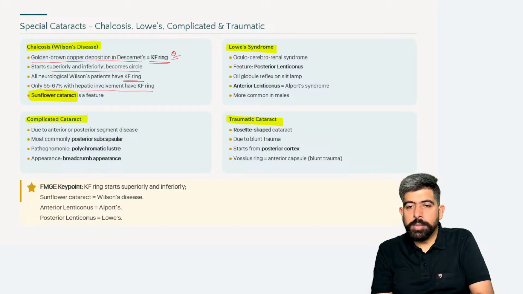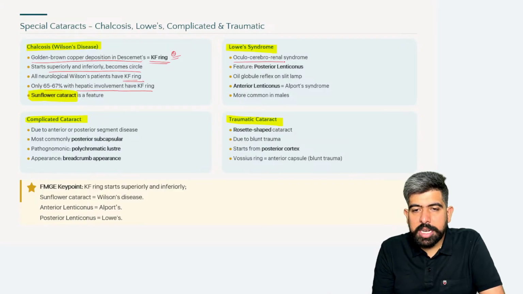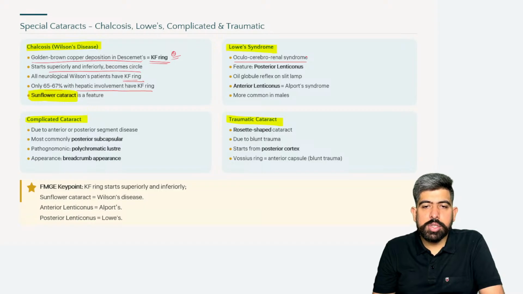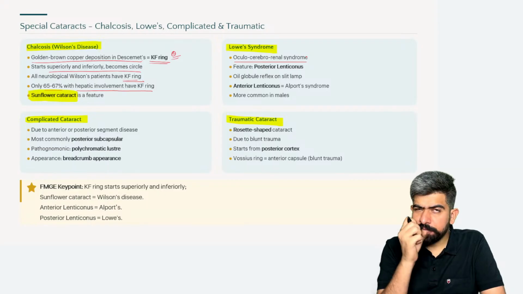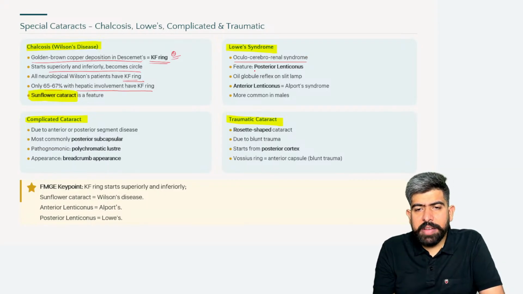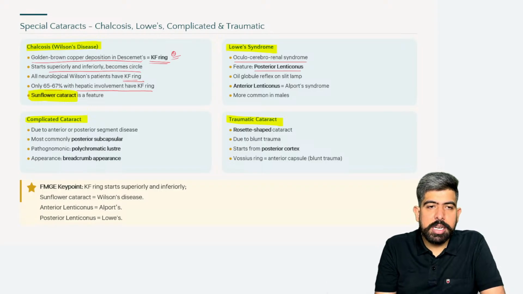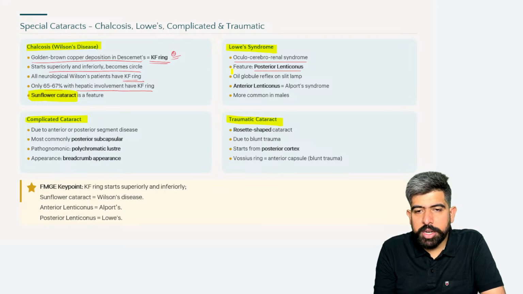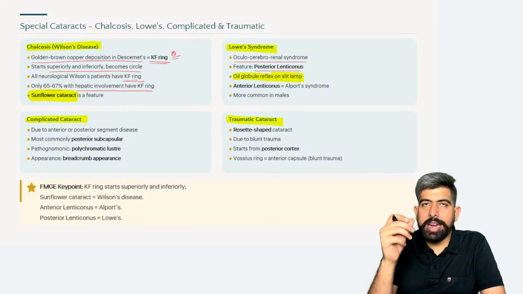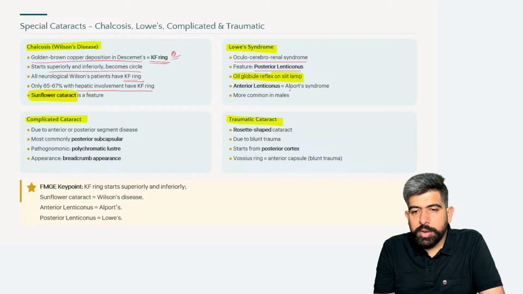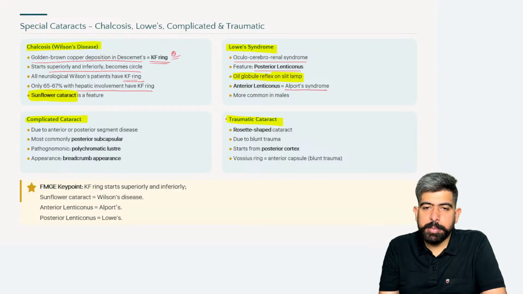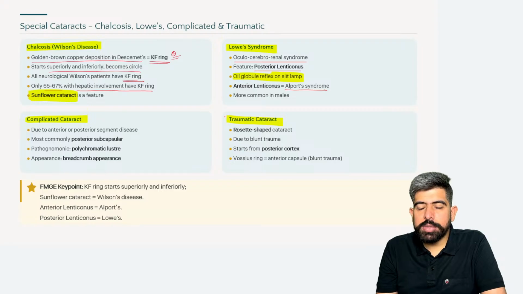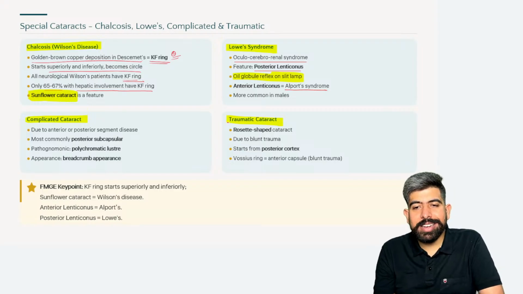Also, we have Lowe syndrome. In Lowe syndrome, we have the oculocerebrorenal syndrome, right? So all these three are together over there. The feature is posterior lenticonus, which gives the oil globule reflex on the slit lamp. That is the main important thing. It looks like oil globules are over there. The anterior lenticonus will be seen in Alport syndrome. Please remember, posterior lenticonus will be seen in Lowe syndrome, and the anterior will be seen in Alport syndrome.